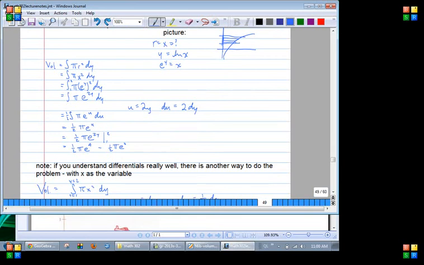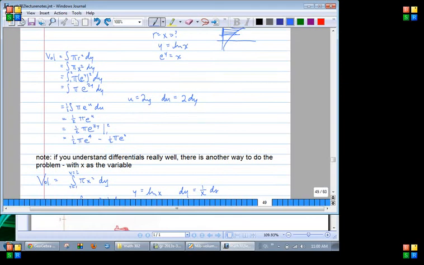So once we're at this point, the integral of pi x squared dy, instead of rewriting x in terms of y, we're going to rewrite dy in terms of dx. This is a very slick trick. But this is something that we can figure out because y equals ln x. So what is dy? Take the derivative of it. Yeah. If y equals ln x, then dy equals 1 over x dx.